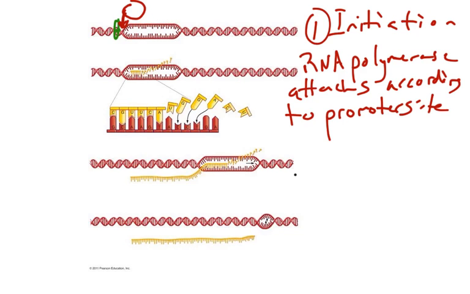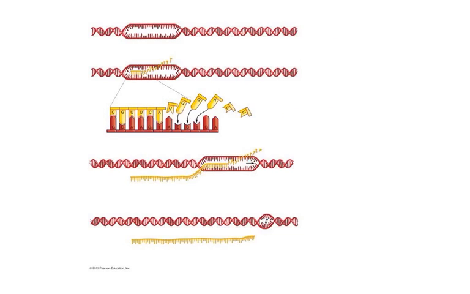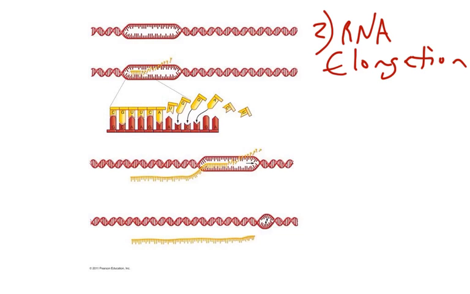The second step is RNA elongation. It's really simple. We're just building our RNA molecule. As our RNA polymerase goes along, you can see down here these bases pop down in there. I mean, not amino acids, but bases. Let me zoom in and show you what I'm talking about.